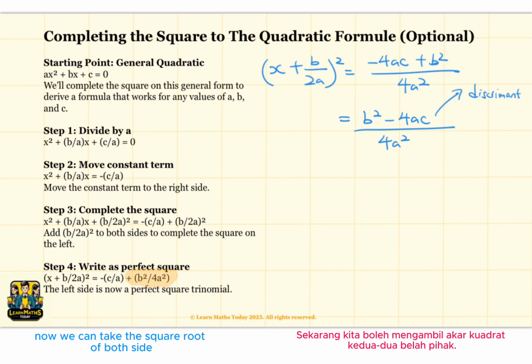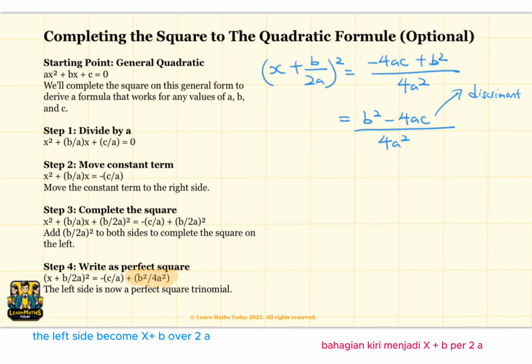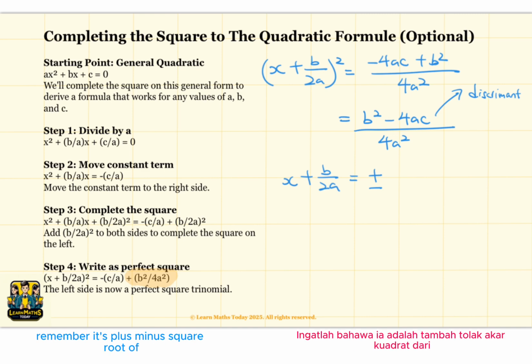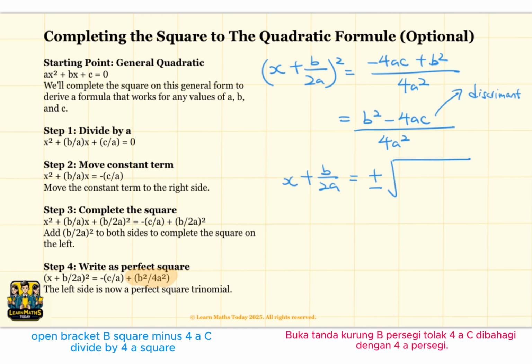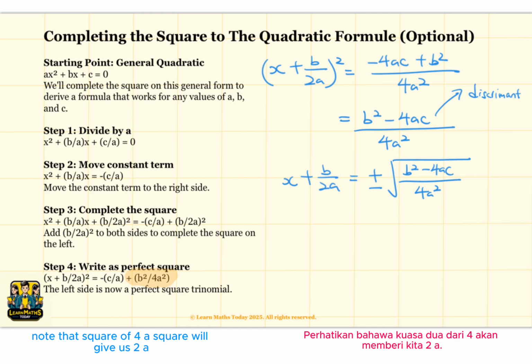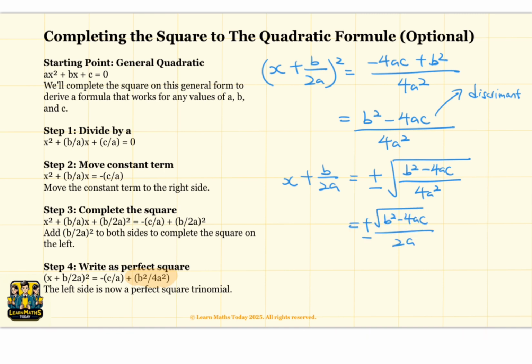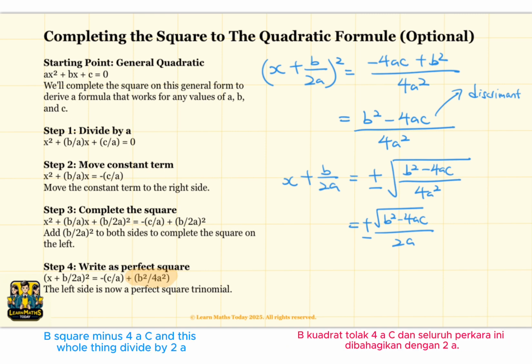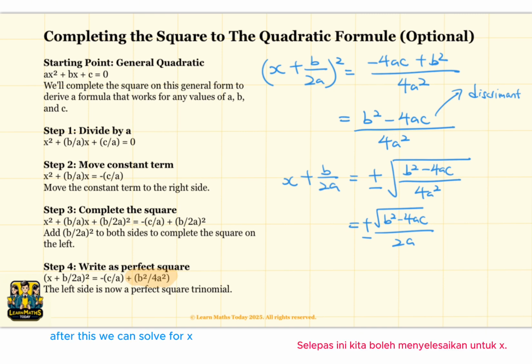Now we can take the square root of both sides. The left side becomes x plus b over 2a, and the right side gives us plus minus, remember it's plus minus, square root of open bracket b squared minus 4ac divided by 4a squared. Note that the square root of 4a squared will give us 2a. So we can just write it as plus minus the square root of open bracket b squared minus 4ac, and this whole thing divided by 2a. After this, we can solve for x.